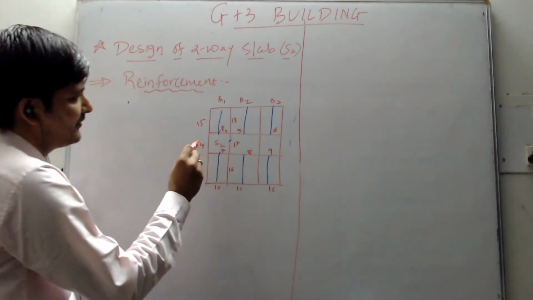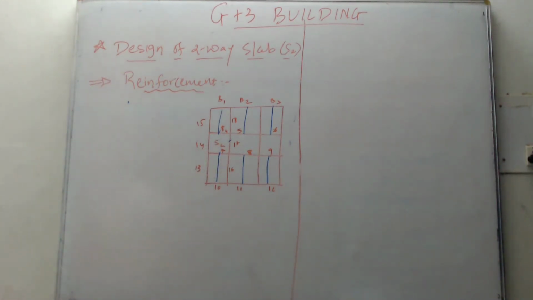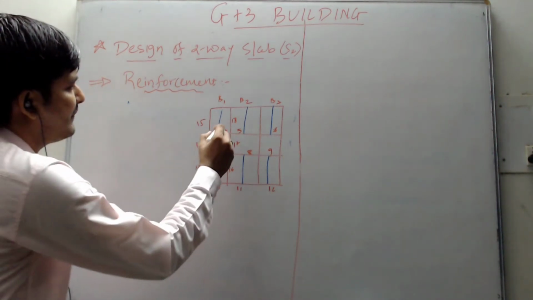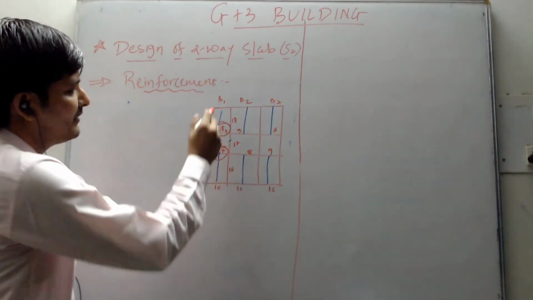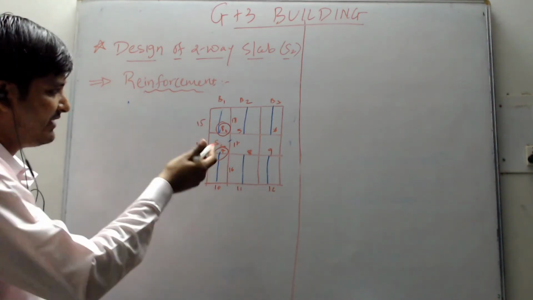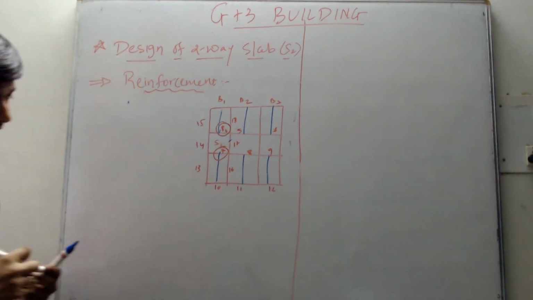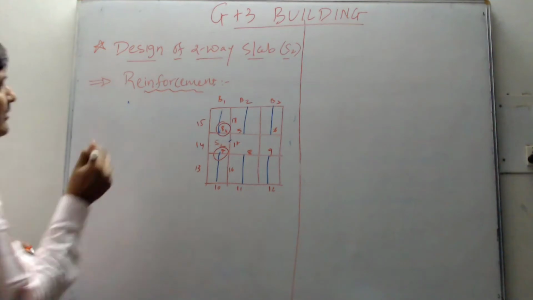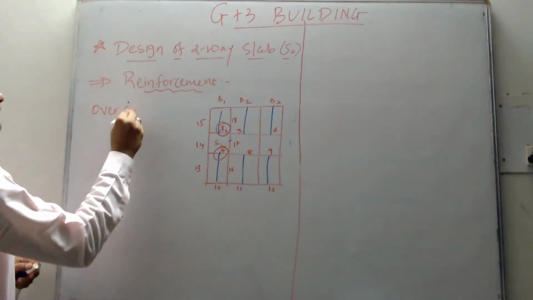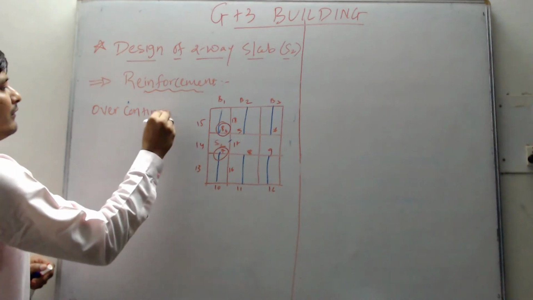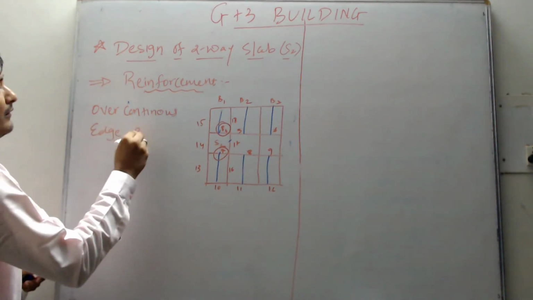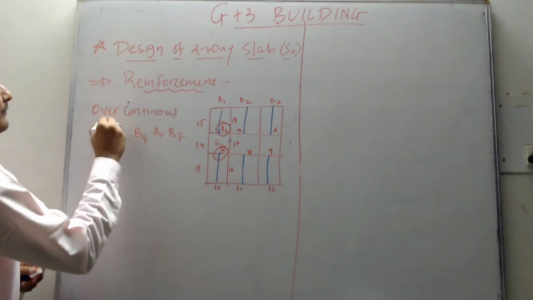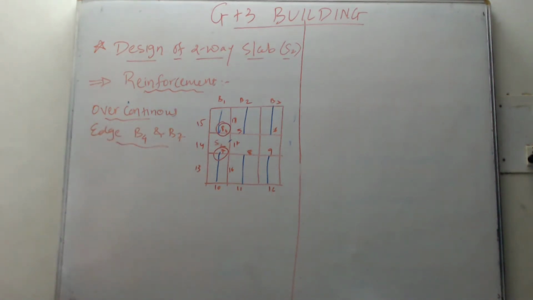So first let us design our steel over continuous edge of beam B4 and B7, right? Because this will be similar. So if we can design any one, it will be replicated, right? So first we are doing the design over continuous edge B4 and B7. So first we are doing the calculation on these two edges, right?